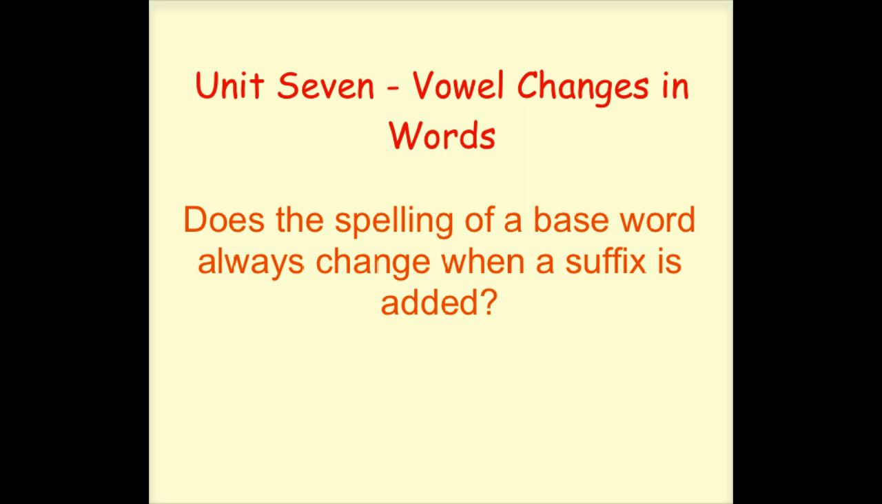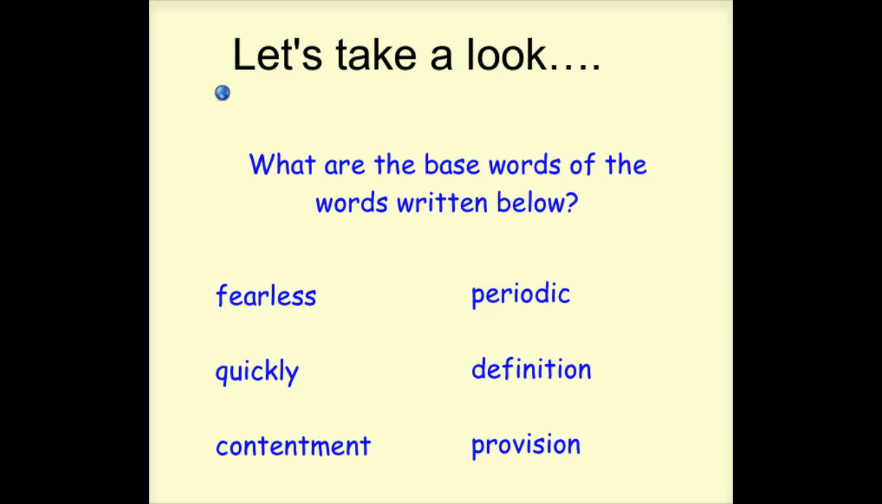Unit 7, vowel changes in words. Does the spelling of a base word always change when a suffix is added? Let's take a look. What are the base words of the words written below? The base words, in other words, the main word without the suffix. What's the base word in fearless? Fear. In quickly, quick. Contentment, content. How about in periodic? Period.